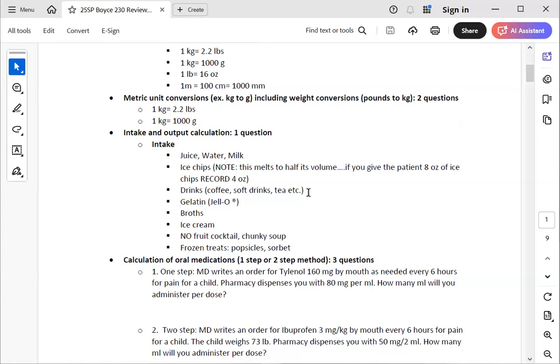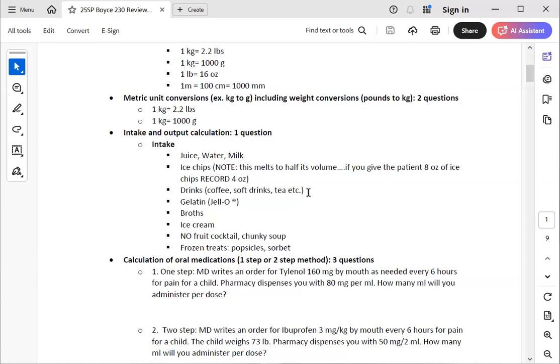Couple things to keep in mind. The liquids, you're going to measure at the full amount. Ice chips are going to be half the volume. So if you have 8 ounces of ice chips, it's 4 ounces because it melts to about half. Jello is considered a liquid, but things like pudding and custard, those are more so solids, so they're not liquid.